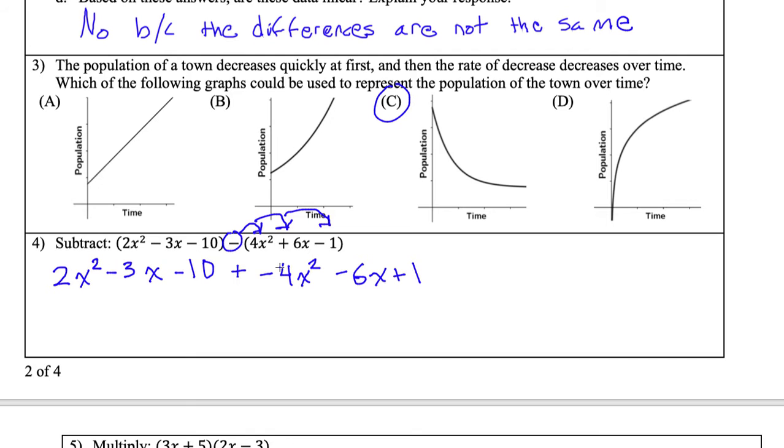Kira, I did that problem and I did it wrong, so I have to redo it. Yes, please.